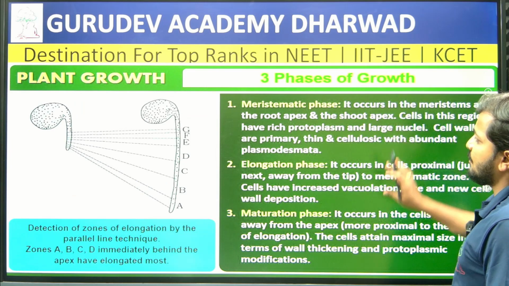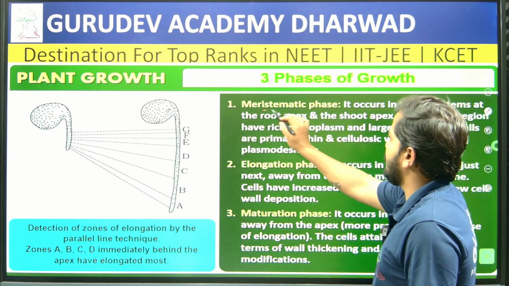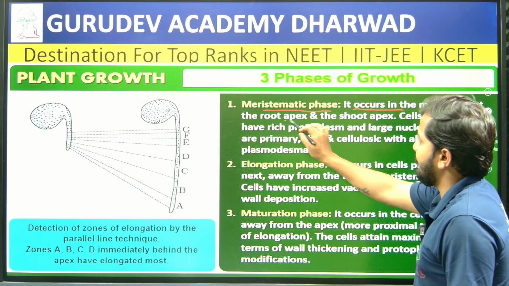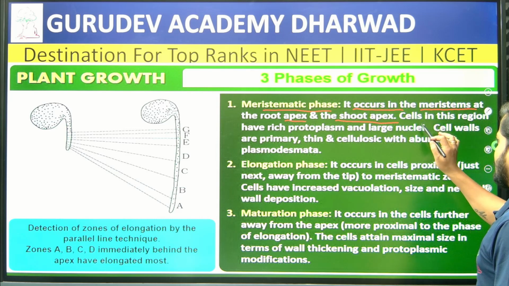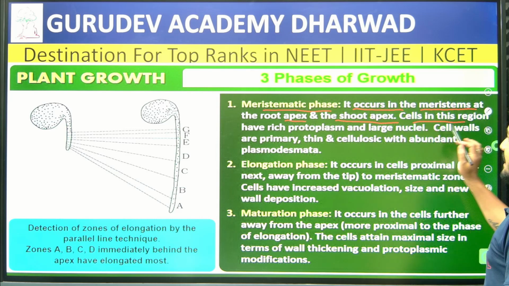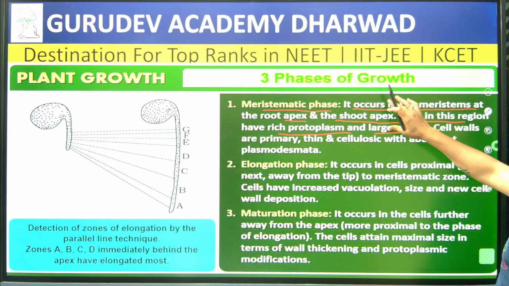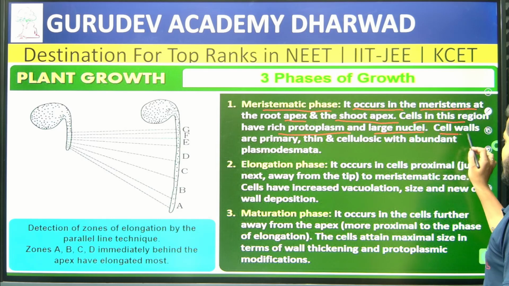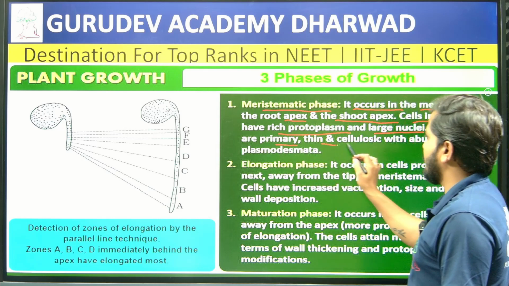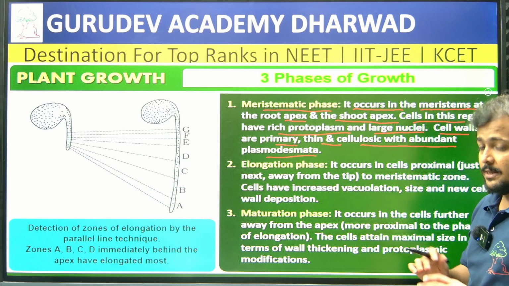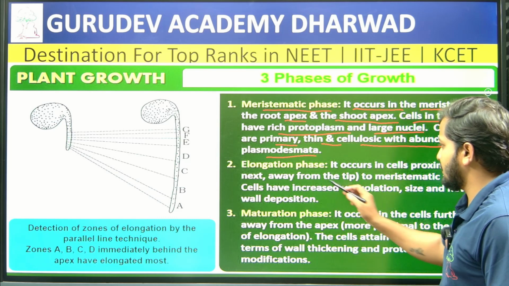Now phases of growth, if you consider, that is the meristematic phase. It occurs in the meristems at the root apex and particularly the shoot apex. The cells in these regions have rich protoplasm and large nuclei, right? So these are the properties we have to remember here. Then cell walls are primary, thin, cellulosic with abundant plasmodesmata, you are going to find the connection between the cells, right?